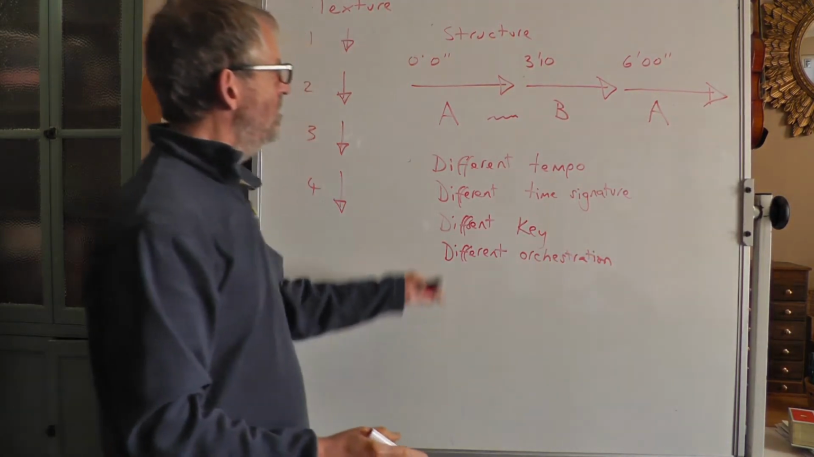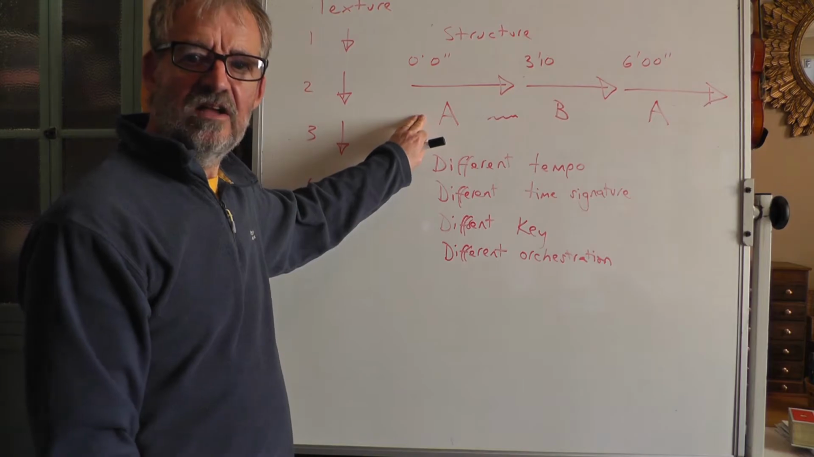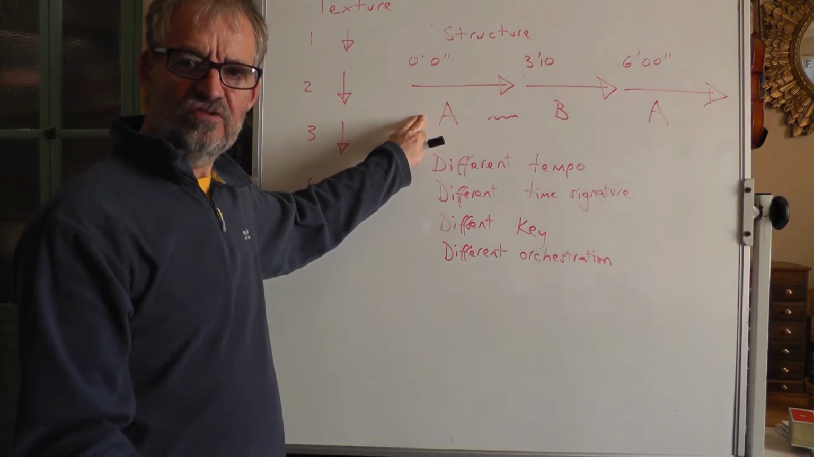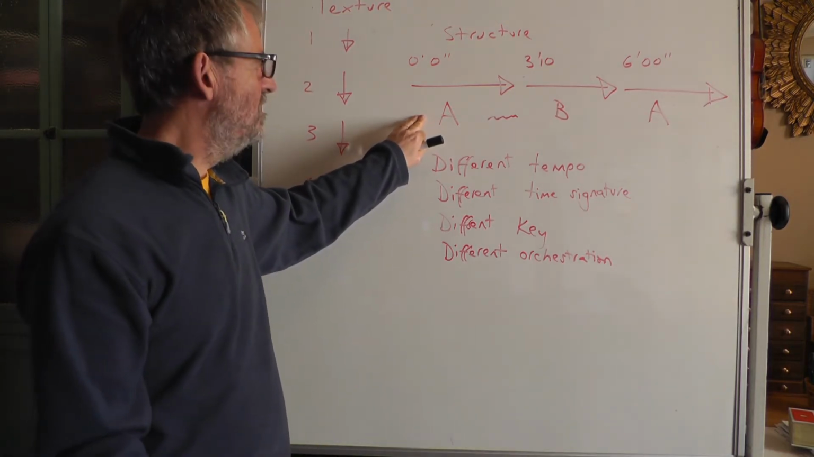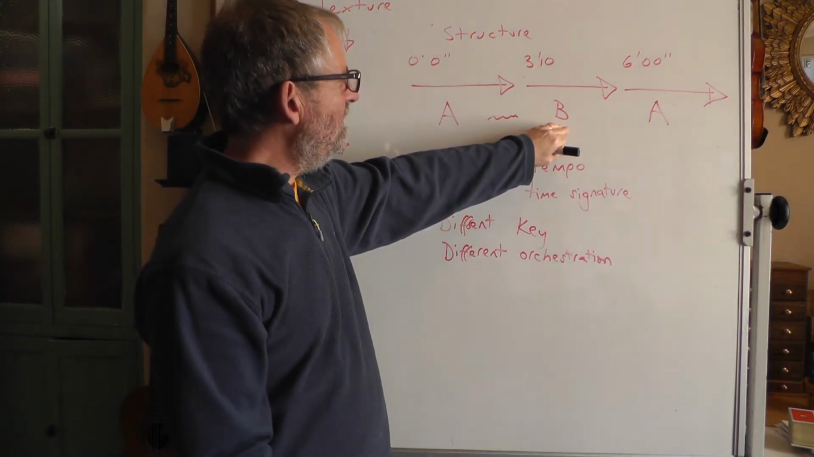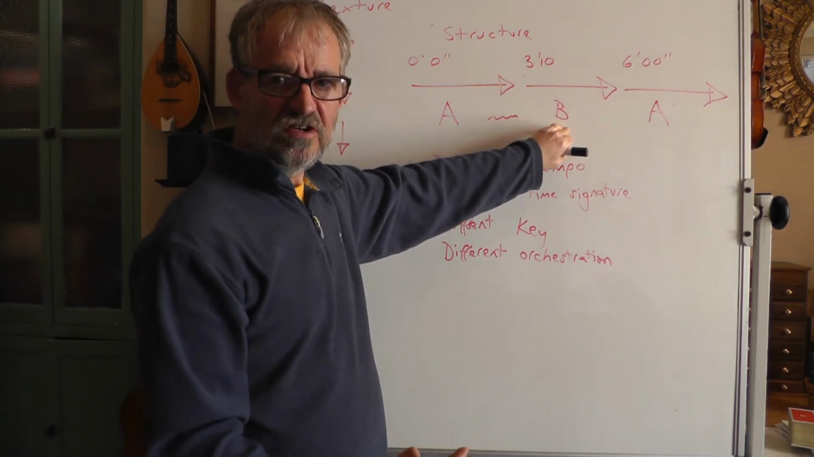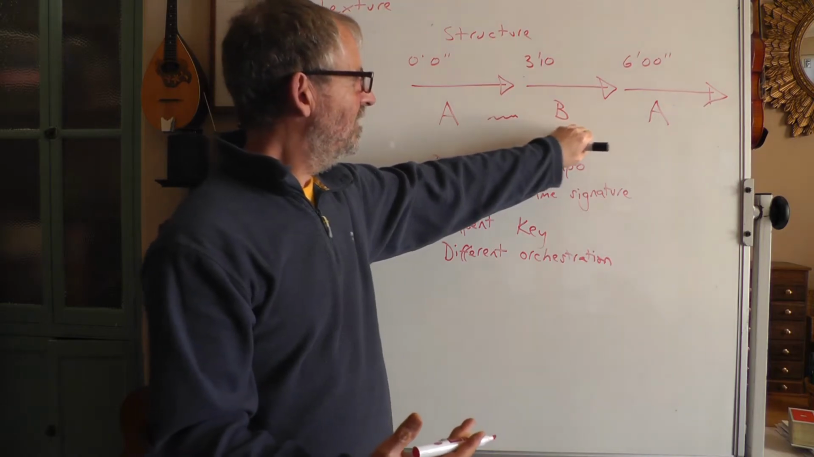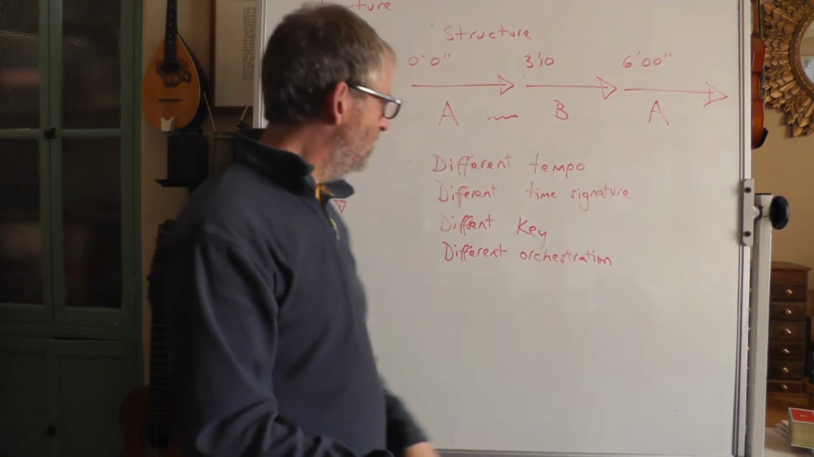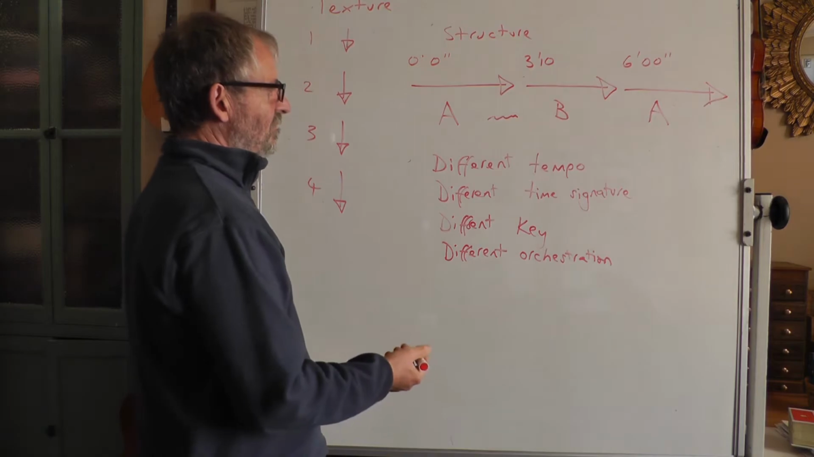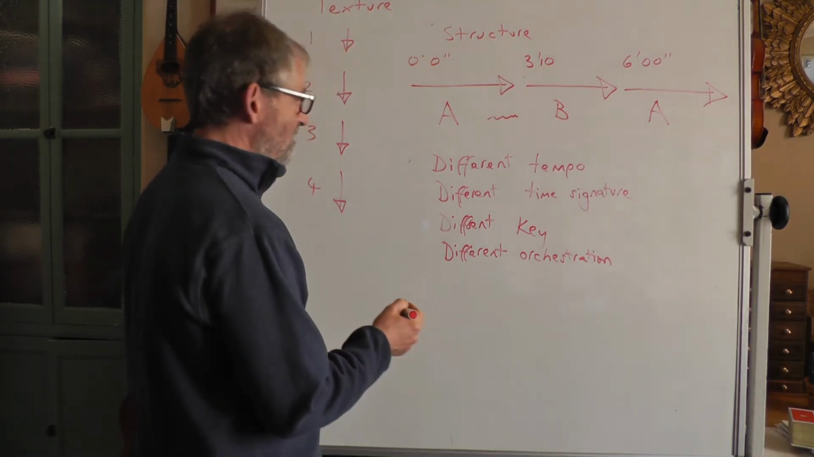So in other words, the A section could be lots of trumpets and trombones, as in the Star Wars, playing military stuff, and the B music could be a contrast played on the violins. And then the A music could be the brass again. So different orchestration. That means different instruments playing, that's all it means.